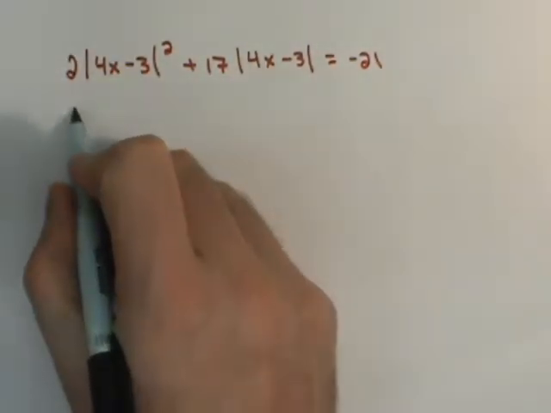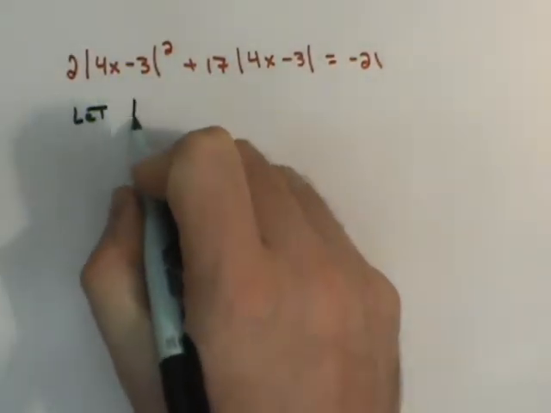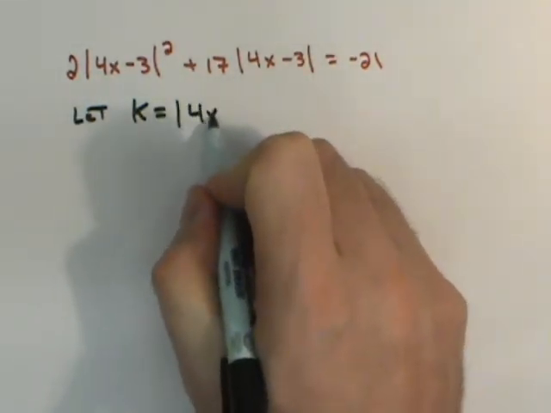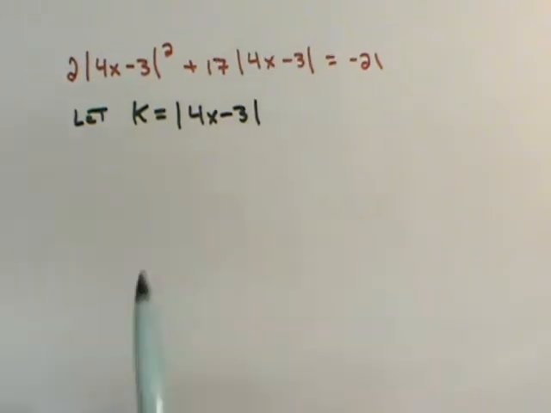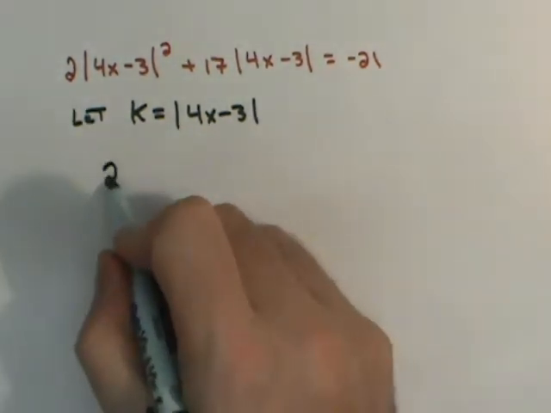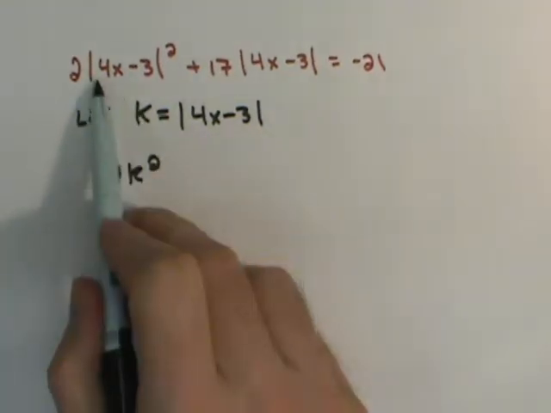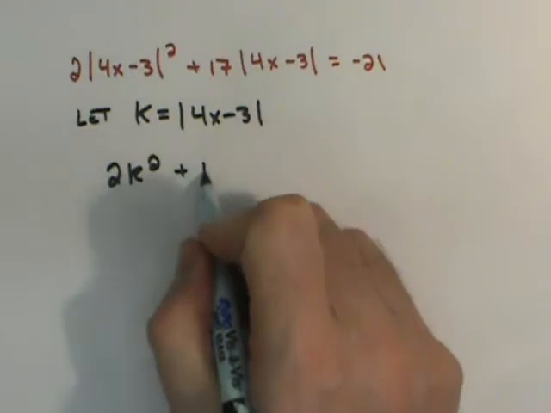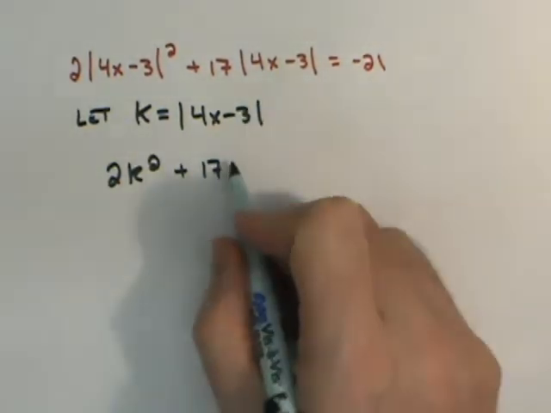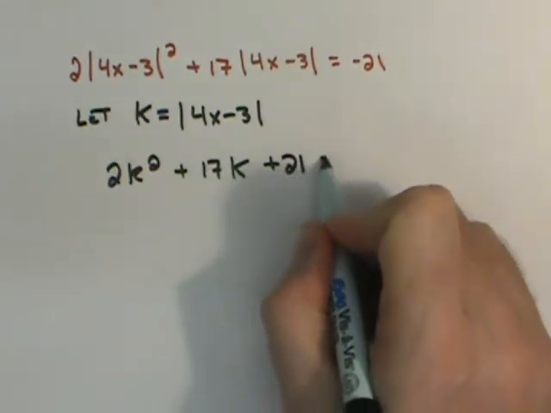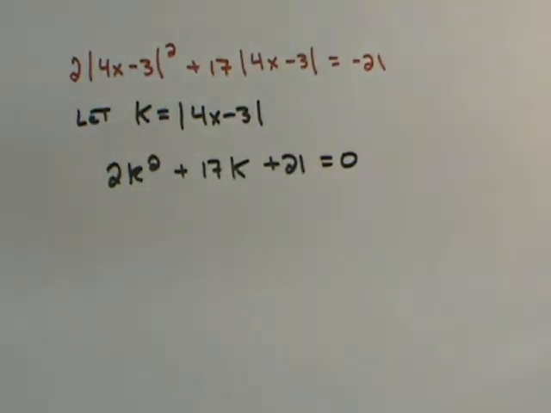So my first step is to say let k equal, any letter you want there, the absolute value of 4x minus 3. This allows me to write the equation as 2k squared, you see I replaced the absolute value 4x minus 3 with k, plus 17k, move this 21 over as a plus 21, equaling 0. Now I can factor that.